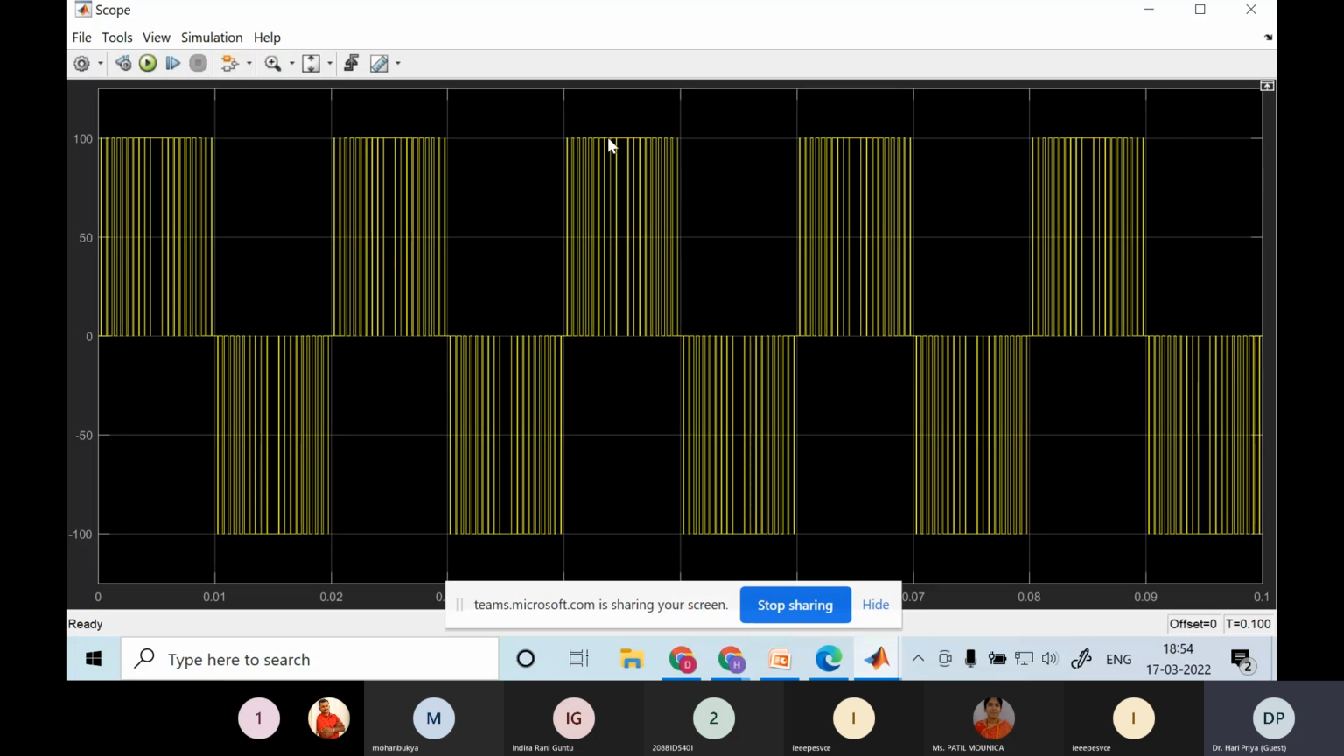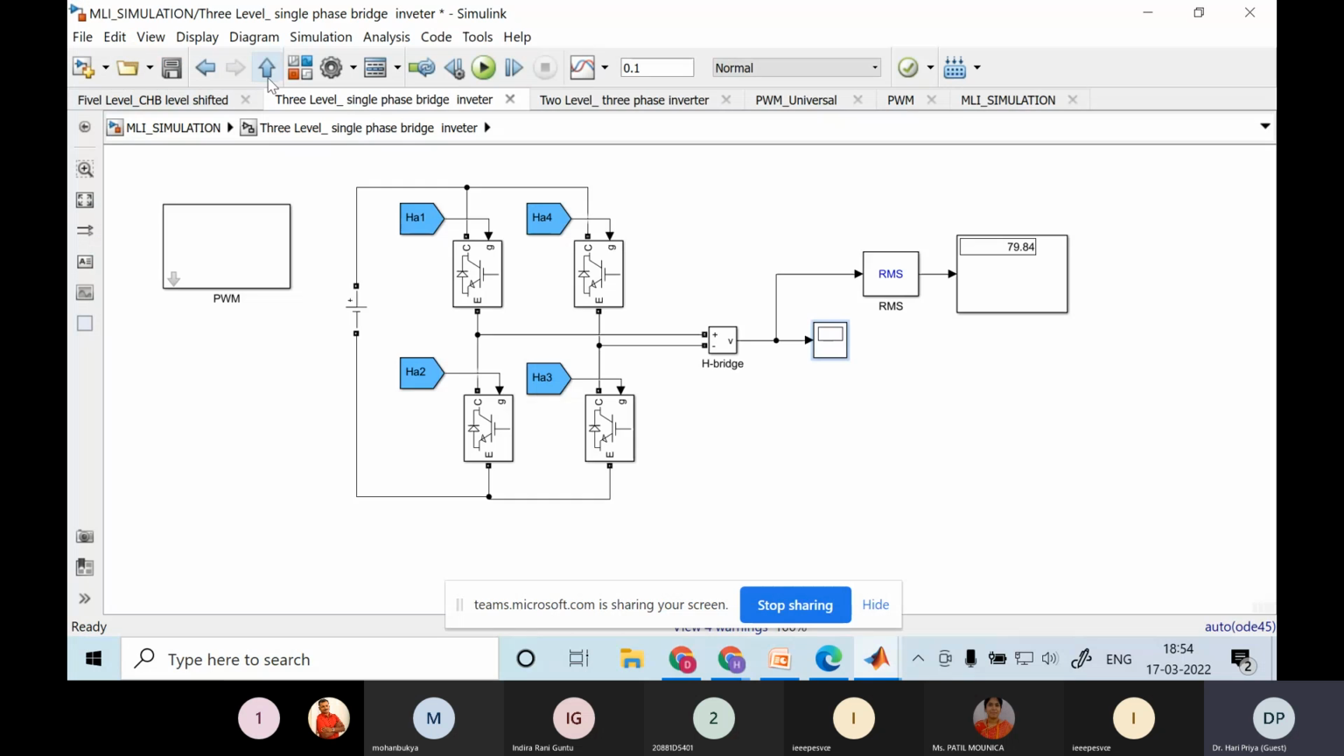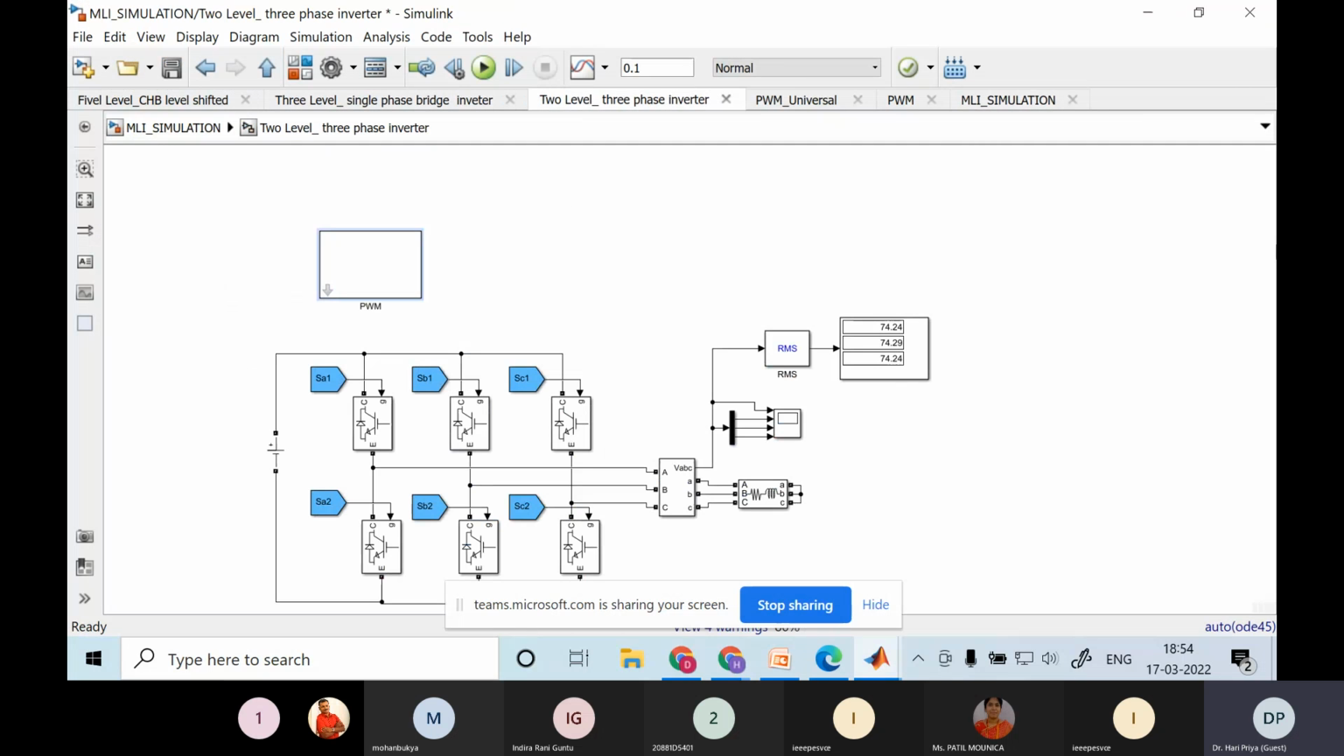Only one H-bridge is there, where the output is varying from plus VDC to 0 to minus VDC. This is unipolar PWM, where the output is varying between VDC and 0 at a time. And this one is a 2 level inverter. As I told, I'll show you later. This is how we simulate it.